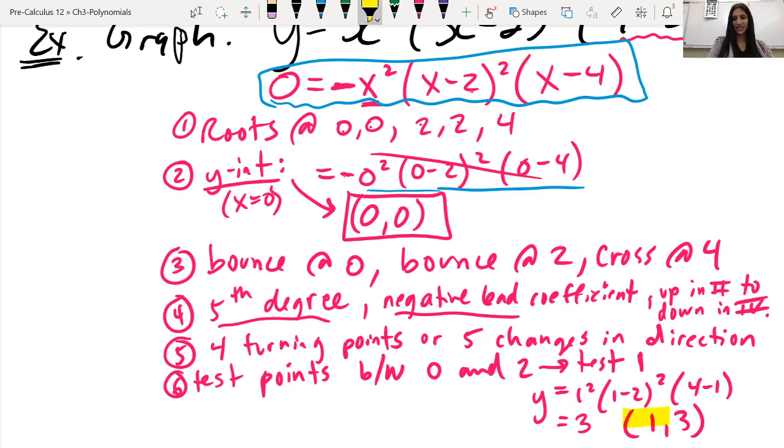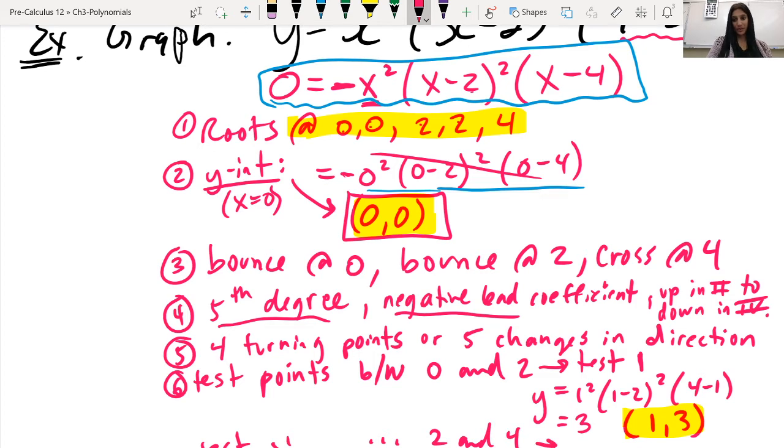And I'm going to highlight this because this is a lot of things to keep track of. I'm going to highlight that as well. I'm going to highlight that as well. So all this stuff that's going to be useful to me, I'm going to highlight it. These are just strategies or tools for me to use. And then I'm also going to test a point between 2 and 4.